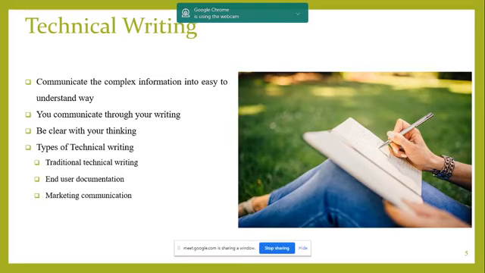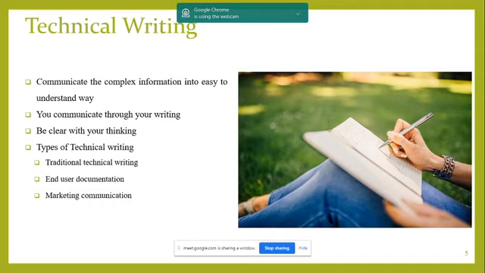And what are the types available in the technical writing? We have classified the technical writing in three parts. That is traditional technical writing, end user documentation, and marketing communication. I give some quick notes about all these things. What is traditional technical writing? Traditional technical writing is nothing but your academic writing papers. I mean to say your assignments, your thesis, your research papers, all the things which come under the technical writing part.